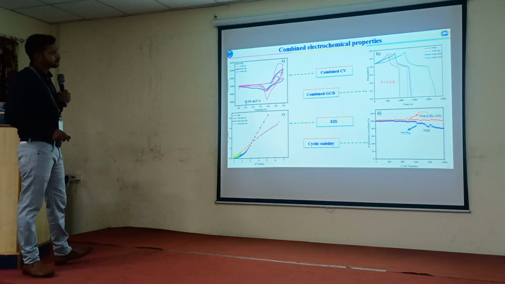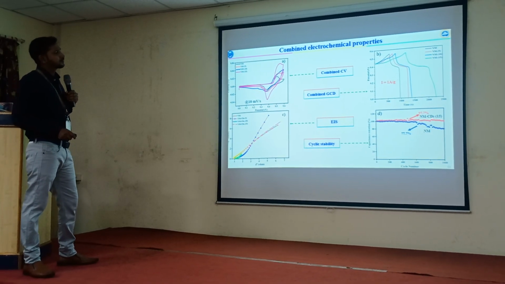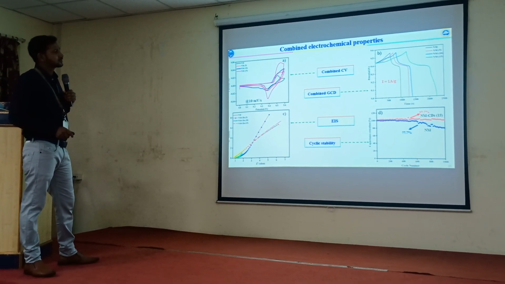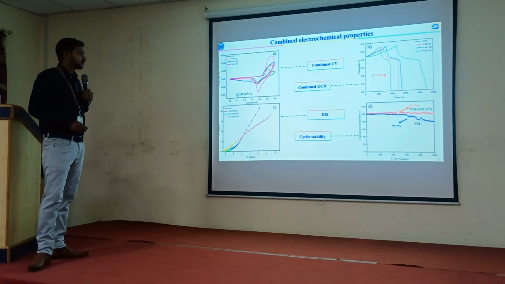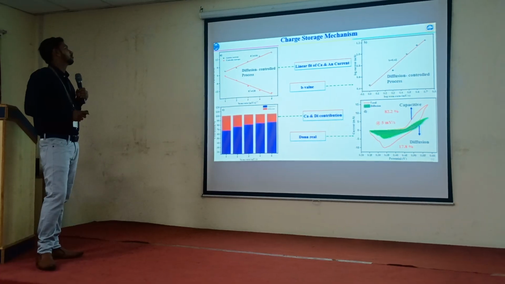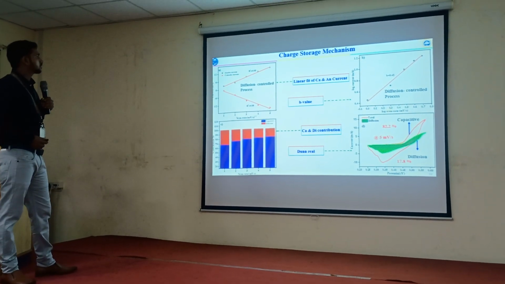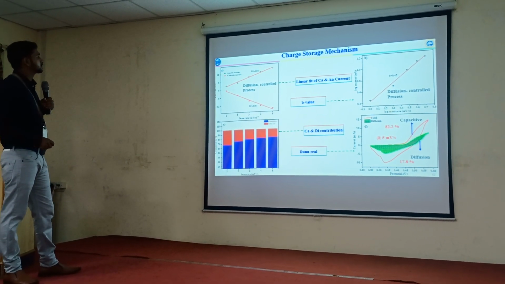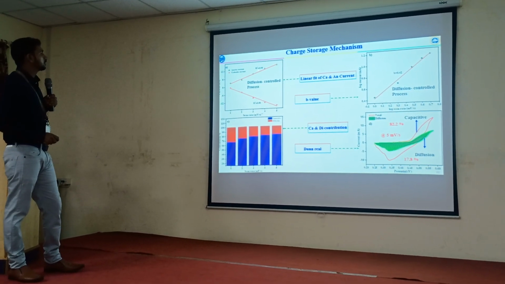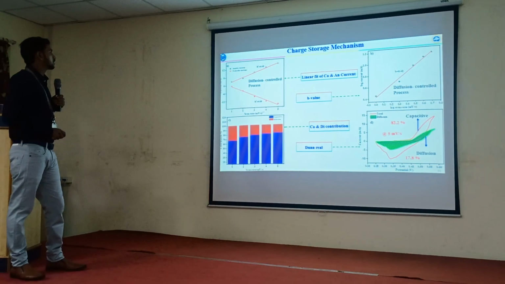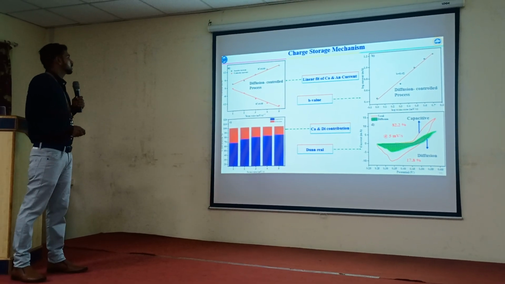After 1000 cycles, the nickel molybdate carbonate hybrid shows 97.7% capacitance retention, and the nickel molybdate shows only 77.7% capacitance retention. And the charge storage mechanism was further evaluated with the power law. Figure A represents the linear fit plot of cathodic and anodic peak. The observed R square value of 0.98 confirms the charge storage process was a diffusion controlled process.